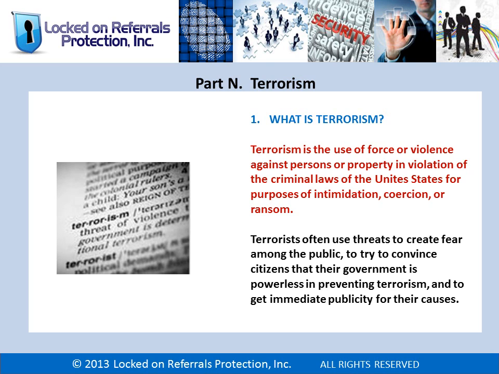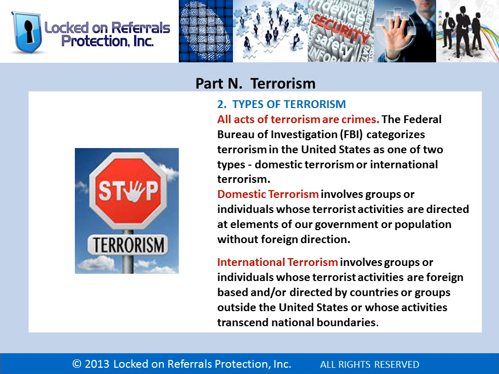Part N. Terrorism. Number 1. What is terrorism? Terrorism is the use of force or violence against persons or property in violation of the criminal laws of the United States for purposes of intimidation, coercion, or ransom. Number 2. Types of terrorism. All acts of terrorism are crimes. The FBI categorizes terrorism as either domestic or international.